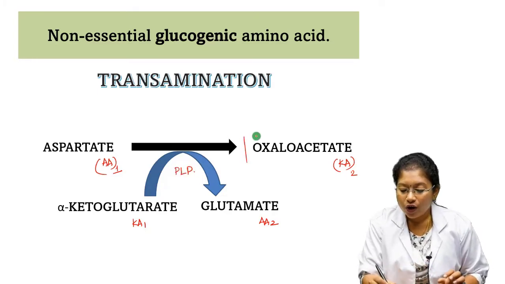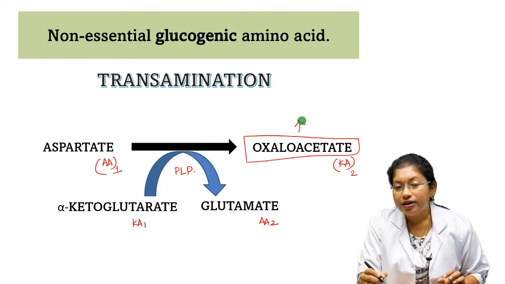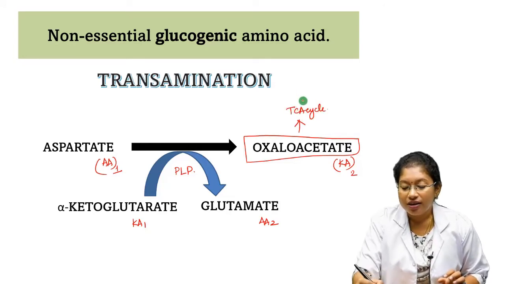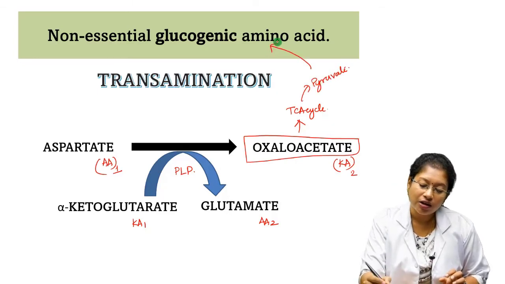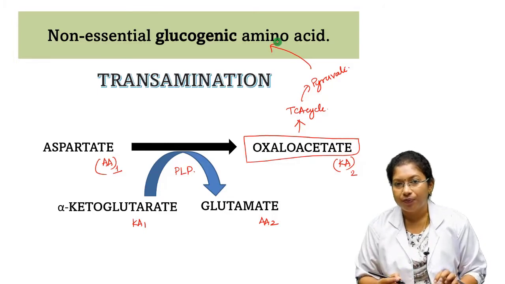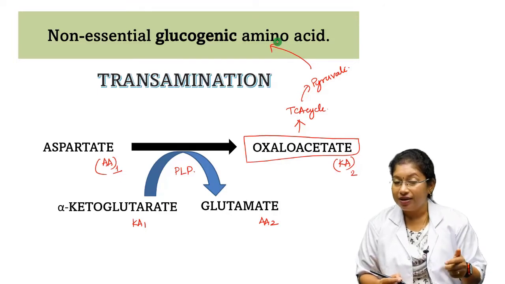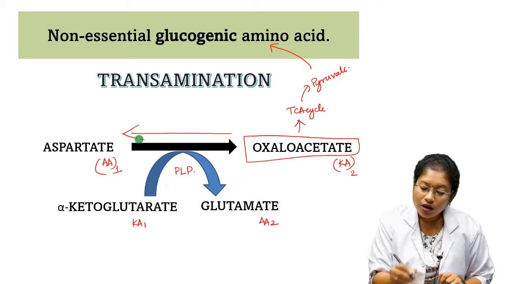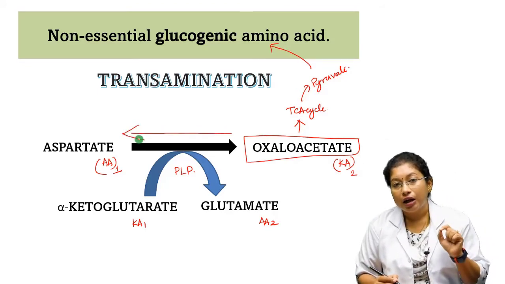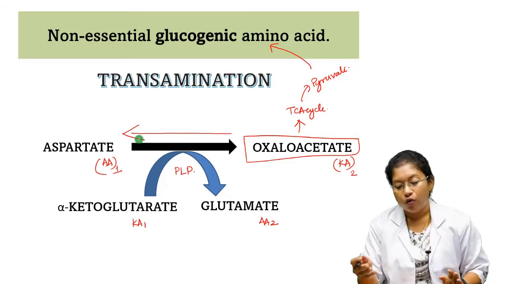Whenever you get oxaloacetate, this is a TCA cycle intermediate. That means it can form pyruvate. That is why your aspartate is a glucogenic amino acid. Here I have also mentioned it is non-essential. That means it can be synthesized in our body. Your transamination reaction is a reversible reaction. That means you can get aspartate from oxaloacetate.